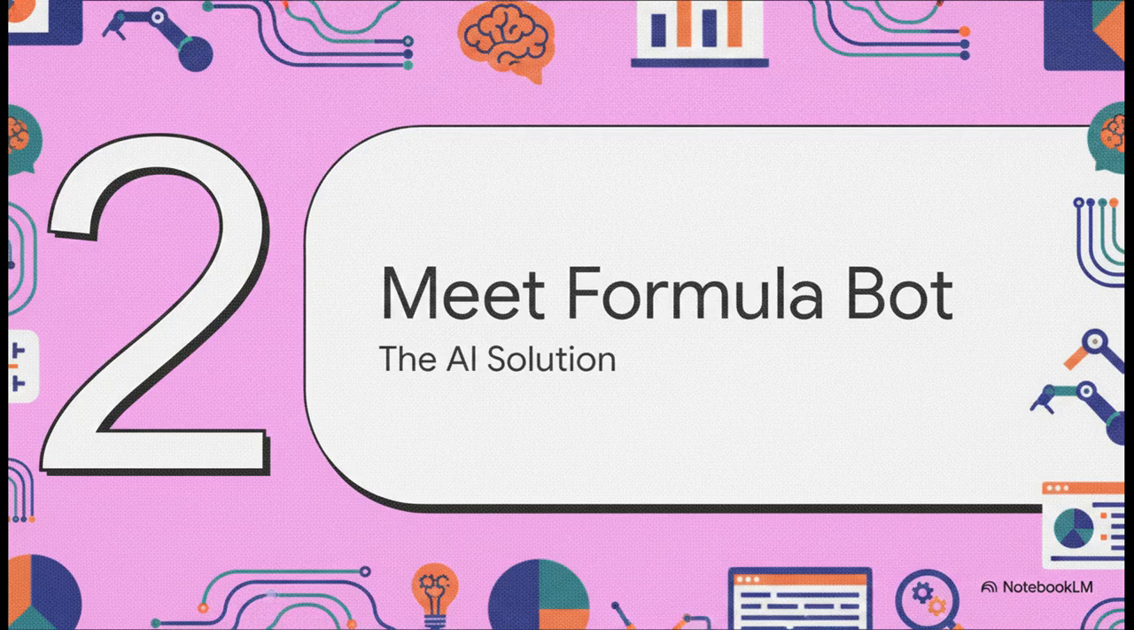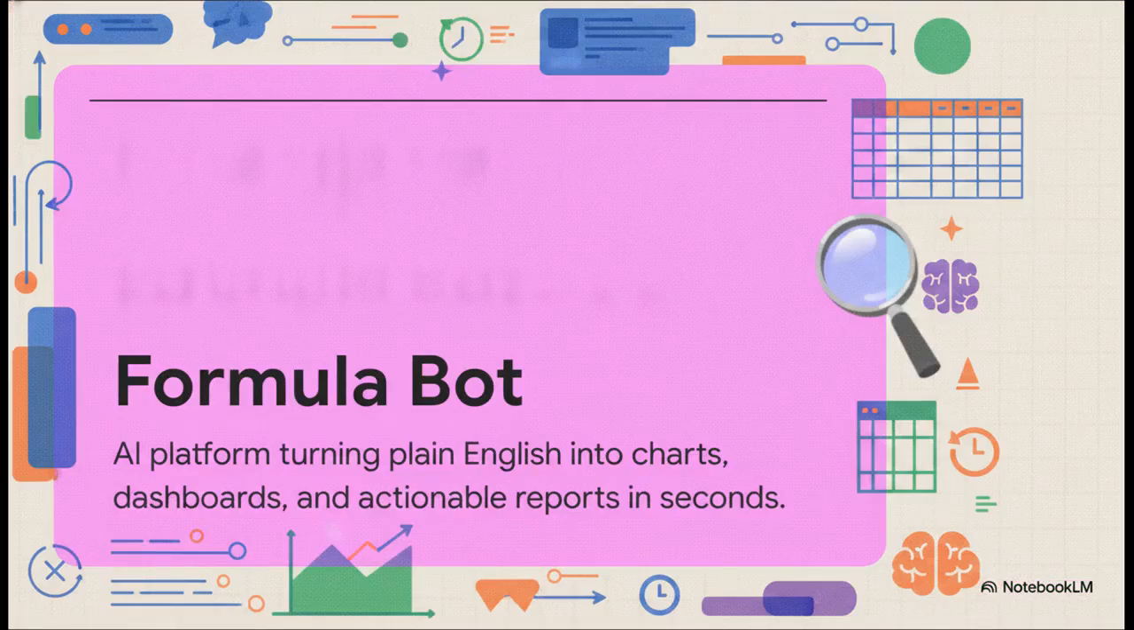Section 2. Meet FormulaBot. All right, we know the struggle, so let's properly introduce the hero that's designed to eliminate it entirely. FormulaBot is an AI-powered data analytics platform that turns plain English questions into charts, tables, dashboards, insights, and actionable reports in seconds. And I really want to emphasize that part, in seconds. It's this incredibly smart assistant for both Excel and Google Sheets. Whether you're prepping data, doing deep analysis, or you just need a really complex formula written for you, this platform handles the whole shebang. It's essentially an on-demand data scientist living right in your browser.